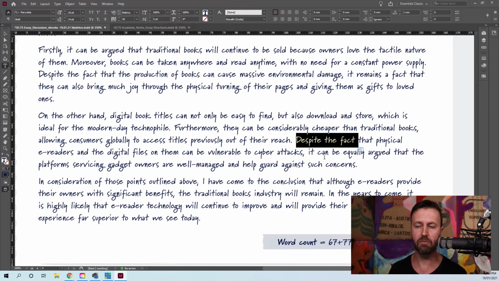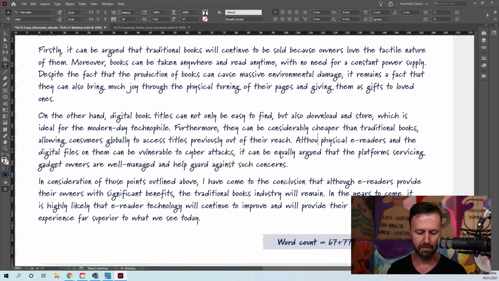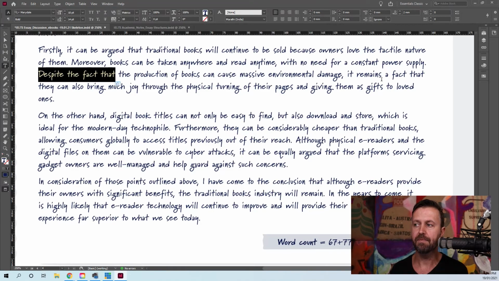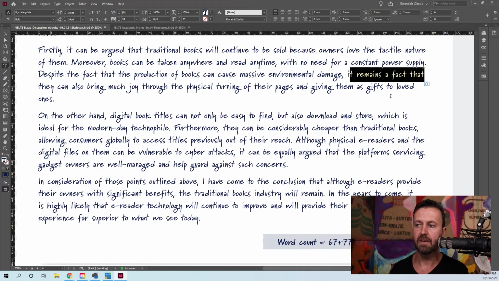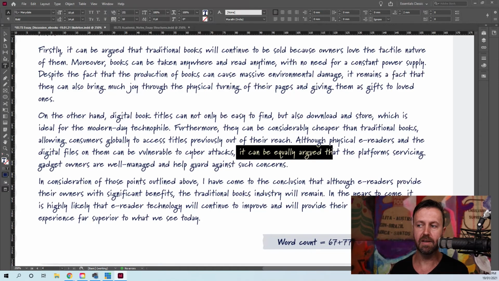What we can do, Christian, based on your feedback, and I tend to agree, is replace that with "although". So in the second paragraph, you've got "despite the fact that production of books can cause massive environmental damage, it remains a fact." The next one we've got, "although physical readers and the digital files on them can be vulnerable, it can be equally argued." So what we've got now is "despite the fact that, it remains a fact that," and then "although" followed by "it can be equally argued that."